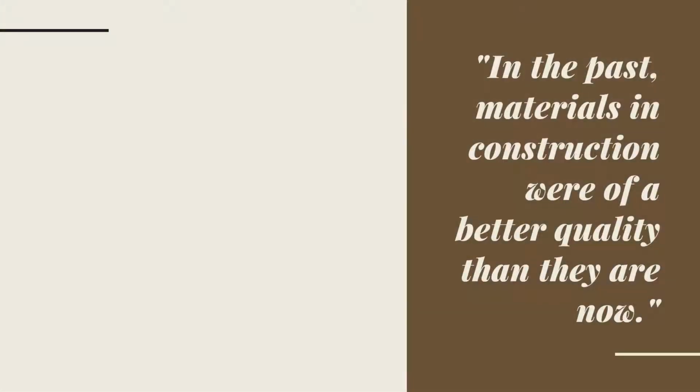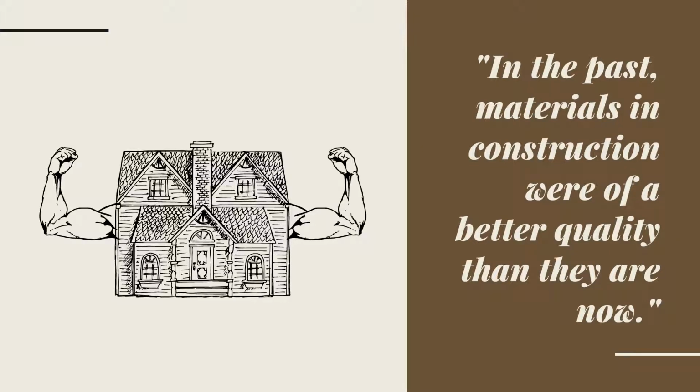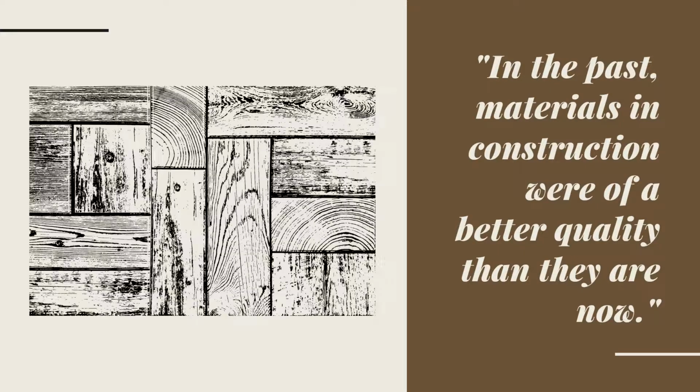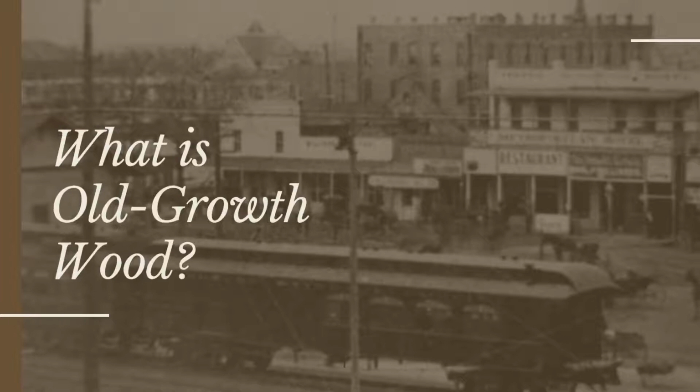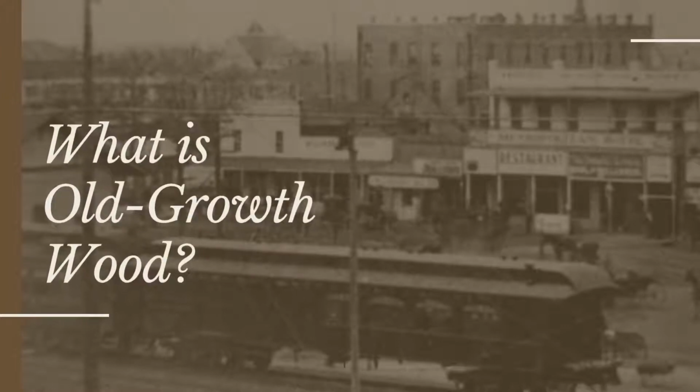In previous videos, I mentioned that in the past, materials and construction were of a better quality than they are now. One such material is wood. Our older structures tend to be constructed with old-growth wood instead of new growth. Having said this, you're probably wondering, what is old-growth wood? And what is new growth?